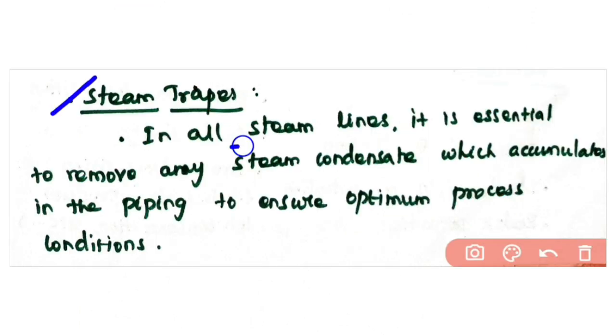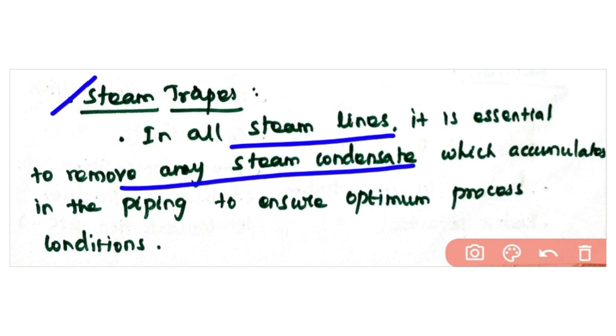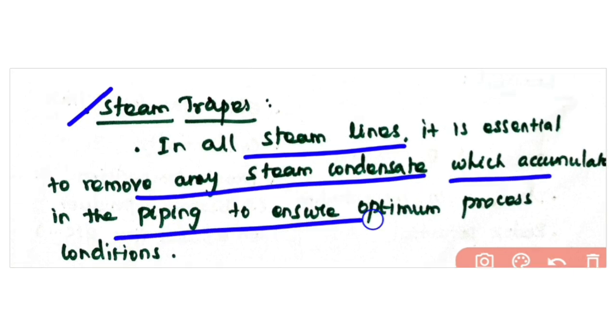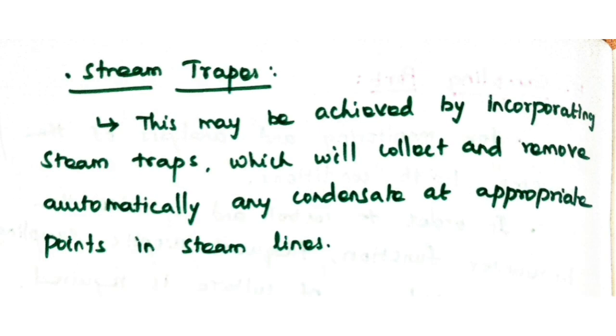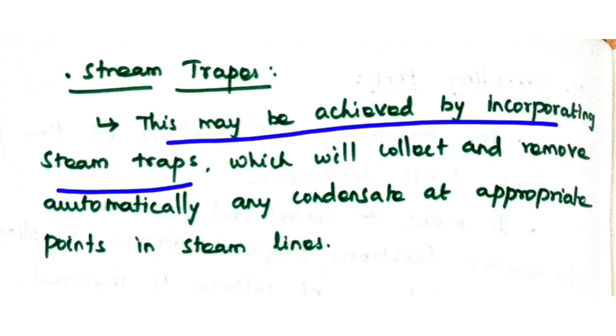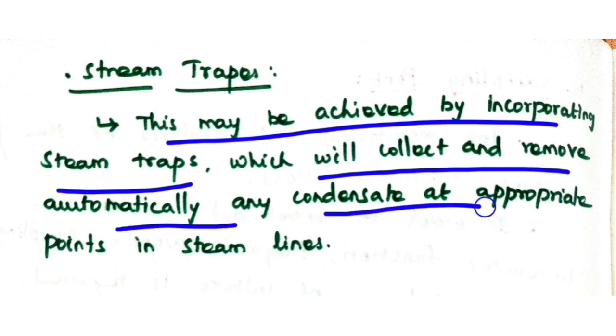Next one is steam traps. In all steam lines, it is essential to remove any steam condensate which accumulates in the piping to ensure optimum process condition. This may be achieved by incorporating steam traps. These steam traps will collect and remove automatically any condensate at appropriate points in steam lines.